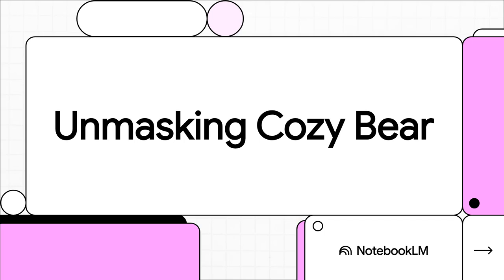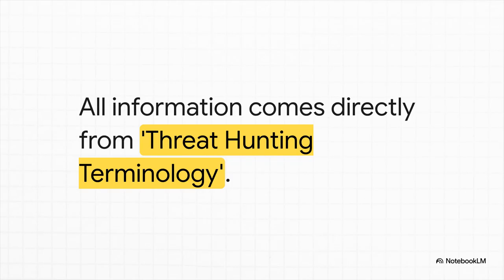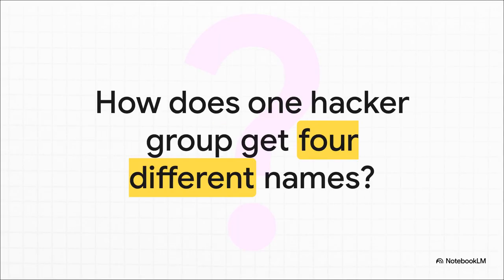So get this, in the world of cybersecurity, one of Russia's most infamous hacking groups goes by at least 4 different names. Today, we're going to find out why. And we're going to decode the secret language of the people who hunt them. And just so you know, all the info in this explainer comes straight from the source material, threat hunting terminology. That is a fantastic question, right? And we are going to get to the bottom of it.